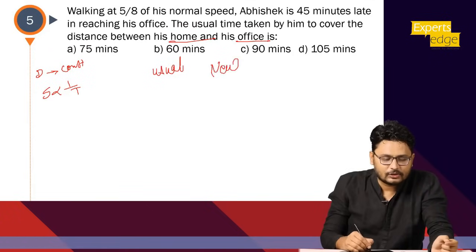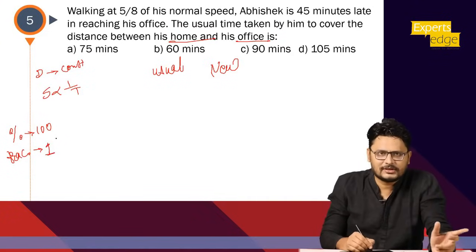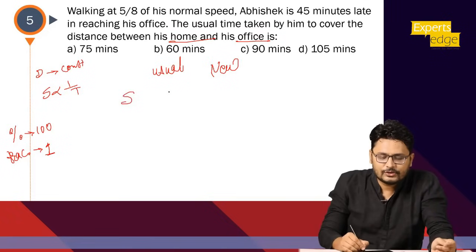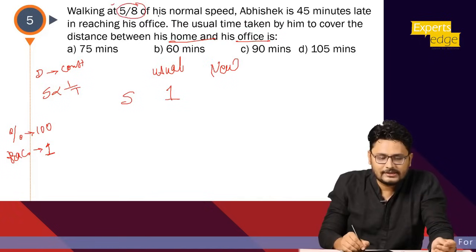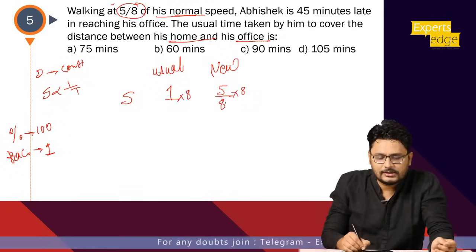When we have percentage, what do we take? In percentage we take total as 100, right? In fraction what will we take? If a fraction is given, what will we usually take? We take 1. Fraction is out of 1 and percent is out of 100. So if my usual speed is 1, what is the new speed? 5/8 of his usual normal speed. So 5/8 of 1 is nothing but 5/8, right? So multiply by 8 to both the sides, and I'll get the ratio of speed as 8:5.